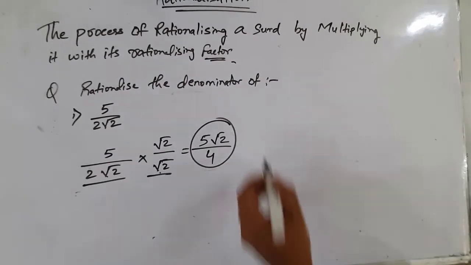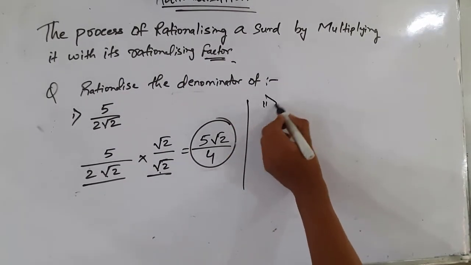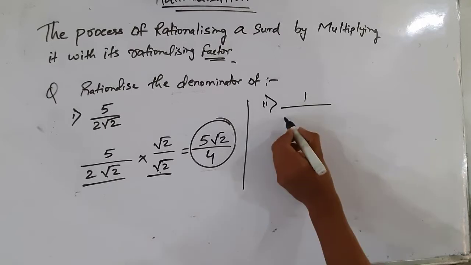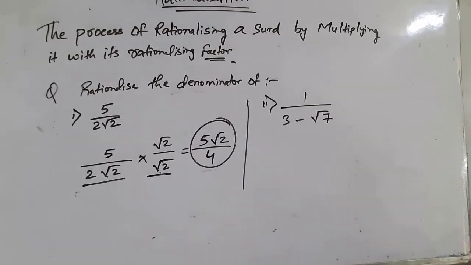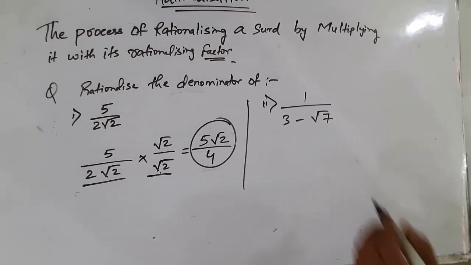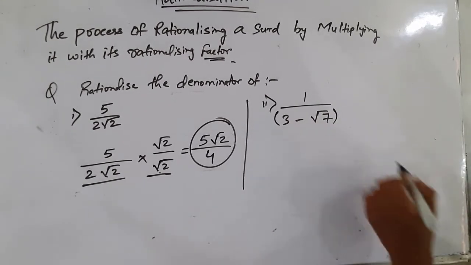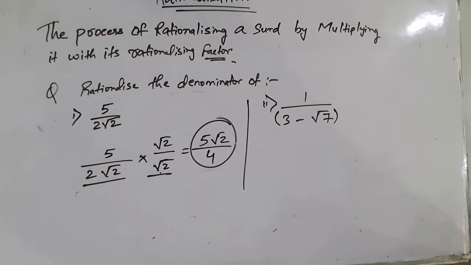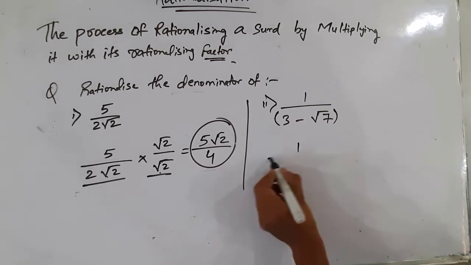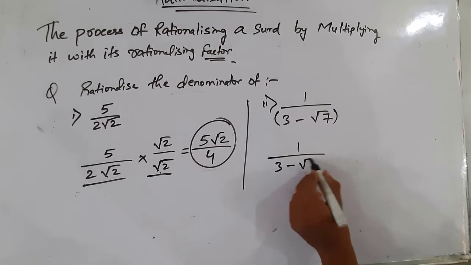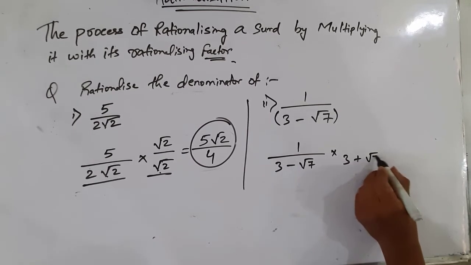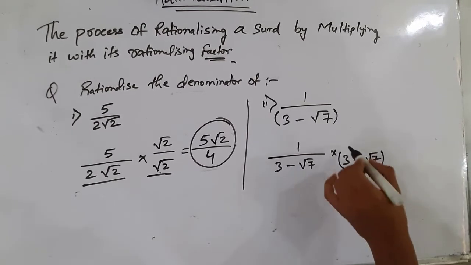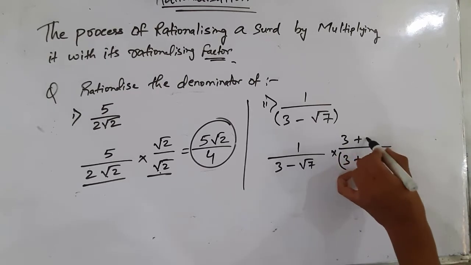Now come to the second question. Here it is 1 upon 3 minus root 7. Here we again have to rationalize the denominator. The expression is 3 minus root 7. If we multiply this with 3 plus root 7, which is the rationalizing factor, we have to multiply the numerator also.